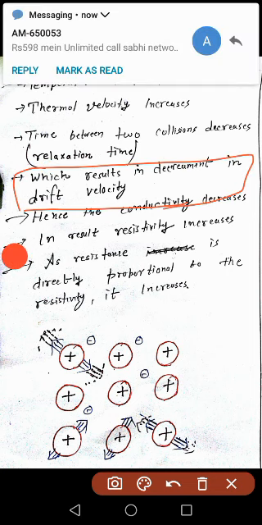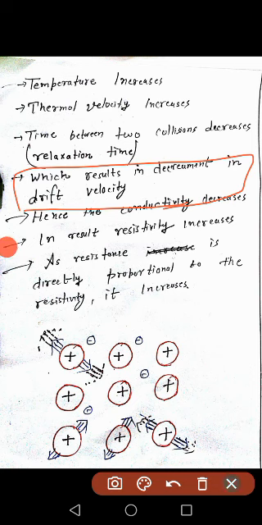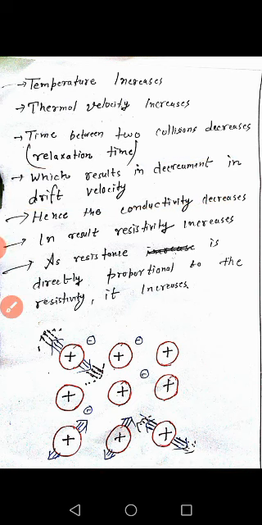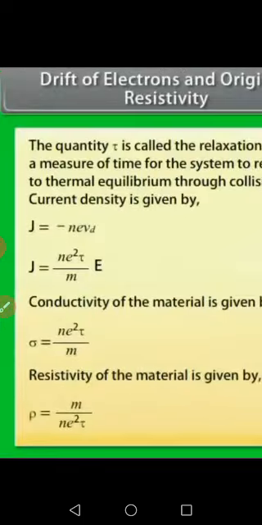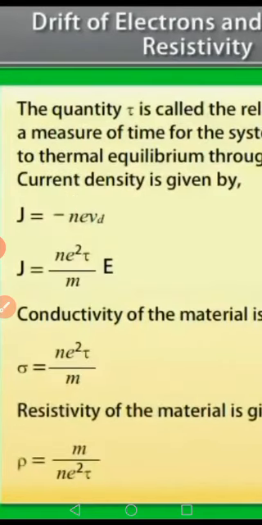So now we will come to the next point. The next point is this: hence the conductivity decreases. So now we know the direct mathematical relationship between conductivity and drift velocity. With this relationship we are already familiar. You need not bother about these formulas. This tau is the relaxation time, and these formulas are from the Drude model.